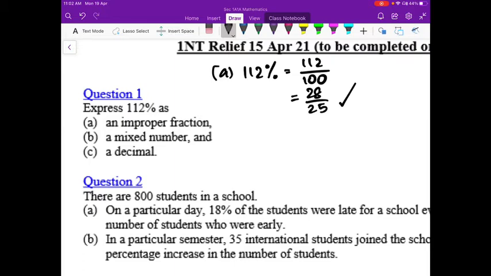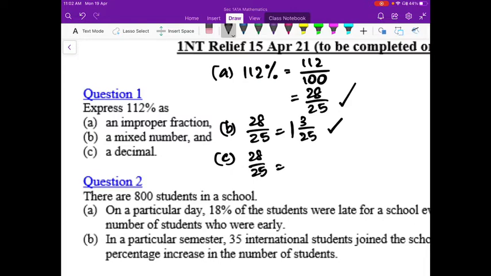Okay, now in part B. Anybody wants to try part B? Yes, Jixian. Equals to 1 and 3. Oh, 25. Yes, correct. And part C. Anybody wants to try part C? Yes, Patricia? 1.12. Okay, correct.